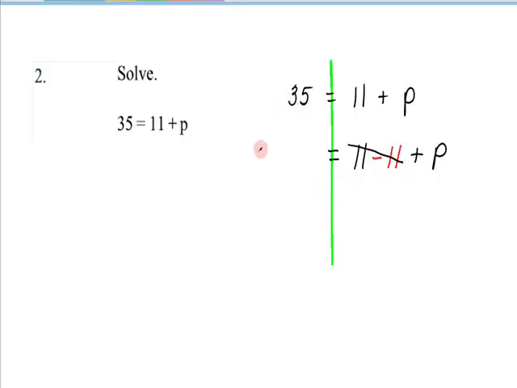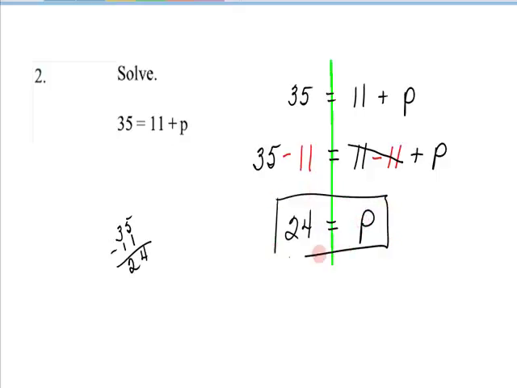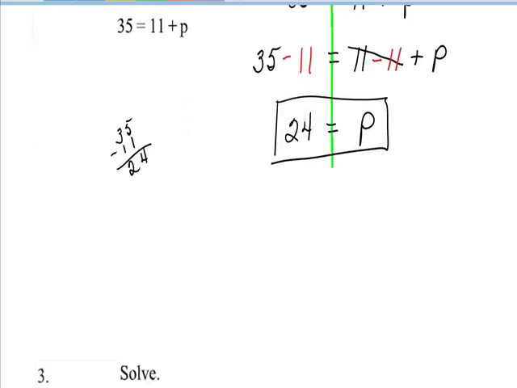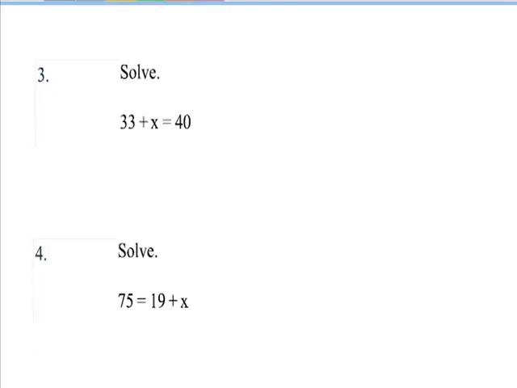On the left side, I don't have any choices. I must do the same thing. Subtract 11. On the left side, 35 minus 11, and if you need to, you go off on the side and you subtract that. So I have 24 is equal to p, and it's done. You could check it. 11 plus 24 is 35. It should not matter to you whether it says p equals 24 or 24 equals p. Okay.